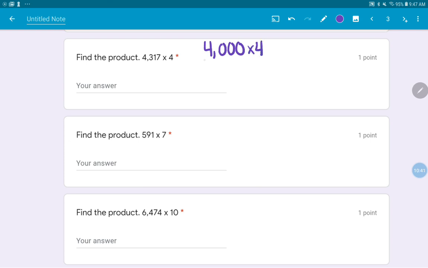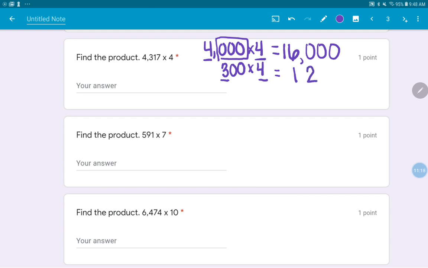times 4. 4 times 4 equals 16. And how many zeros do I need? 3 zeros at the end, so 16,000. Okay, what would I need to do next? Do 300 times 4. Okay, so I need to do 3 times 4, which equals 12. And how many zeros do I need at the end of that number? 2.